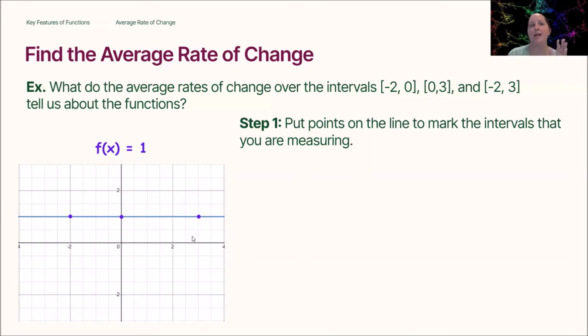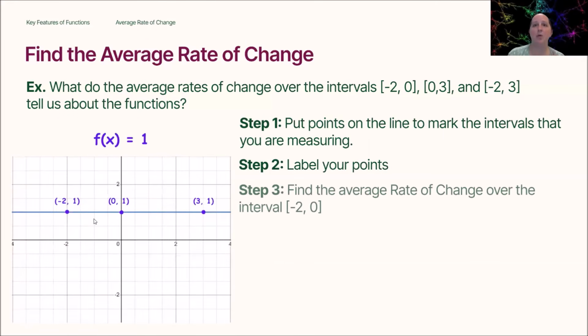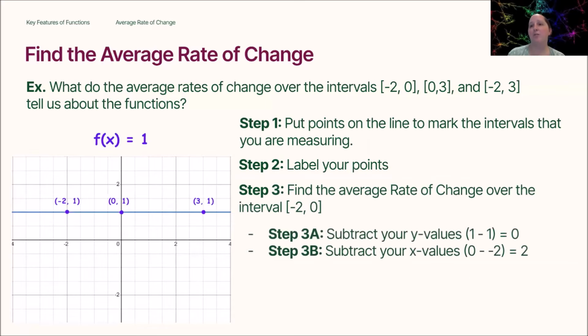Okay, so I'm going from -2 to 0. I'm trying to figure out the rate of change, or the slope. If I'm looking at this, I can label my points. I find the average rate of change, so I subtract my y values. In this case, 1 and 1, so 1 minus 1 is 0. And I subtract my x values, 0 minus -2, which is +2. And then I find my ratio of 0 over 2, my y over my x.